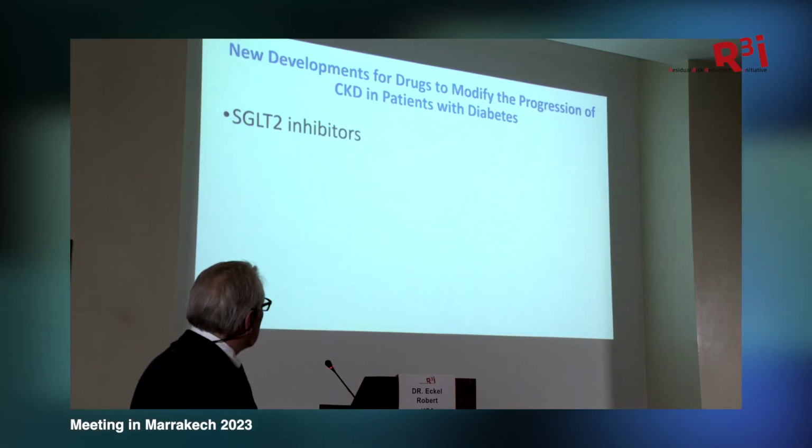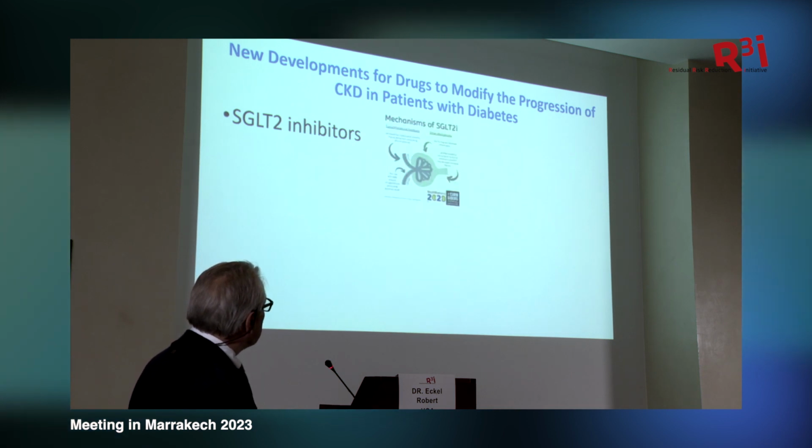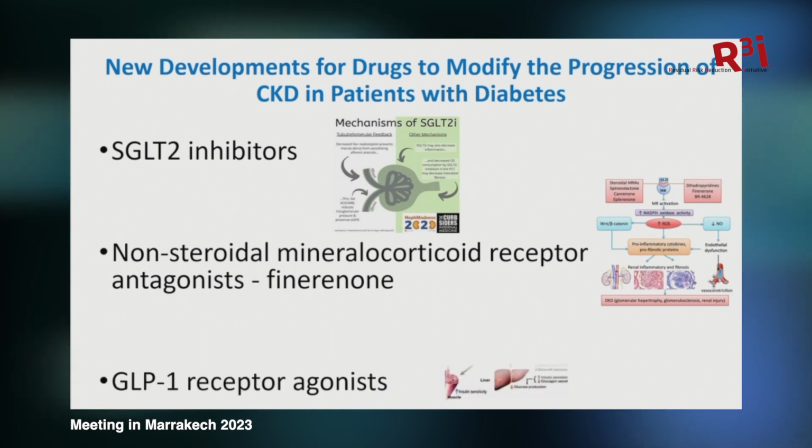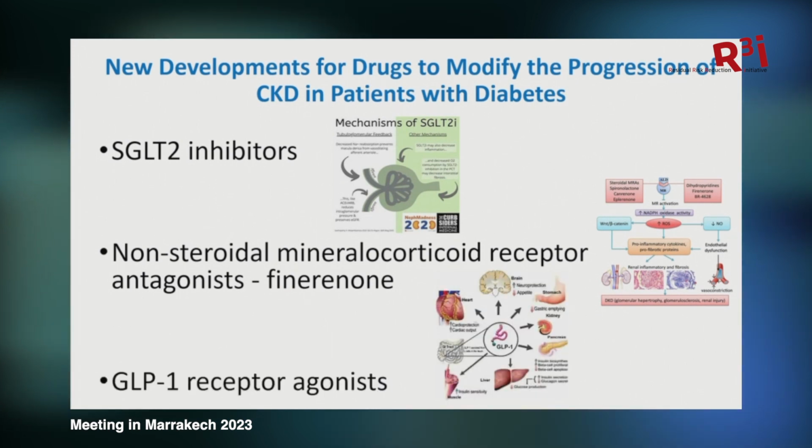So in closing then, the second part of this talk was new developments for drugs to modify the progression of chronic kidney disease. You've heard about SGLT2 inhibitors. We'll look at those briefly. You heard from Christoph about finerenone. I'll cover that briefly. And also the GLP-1 receptor agonist.